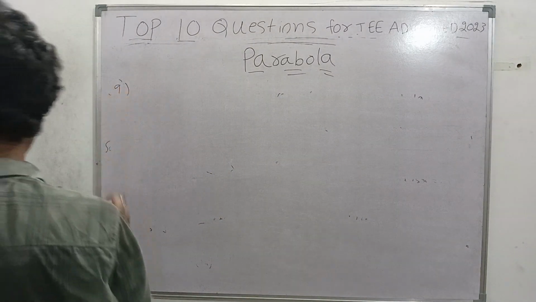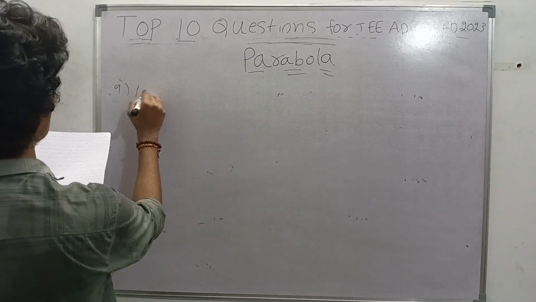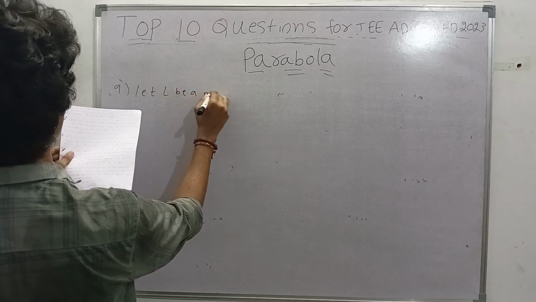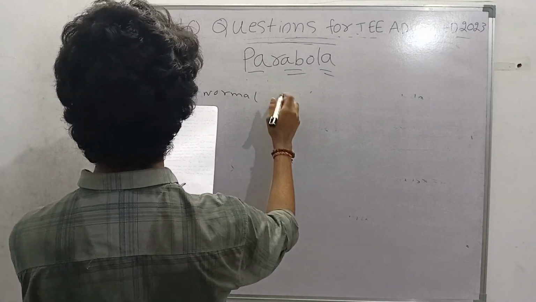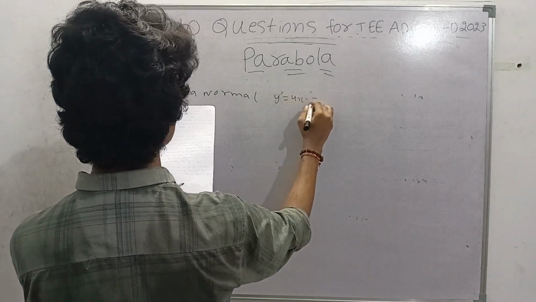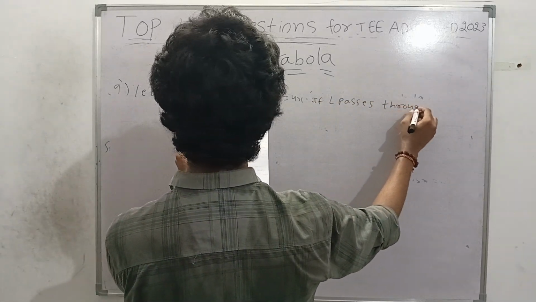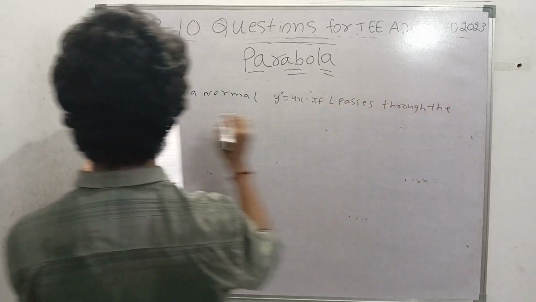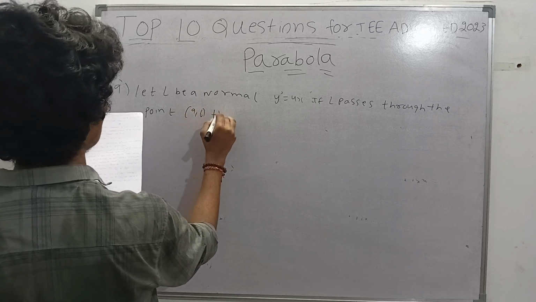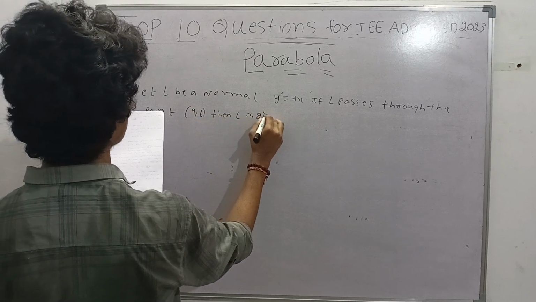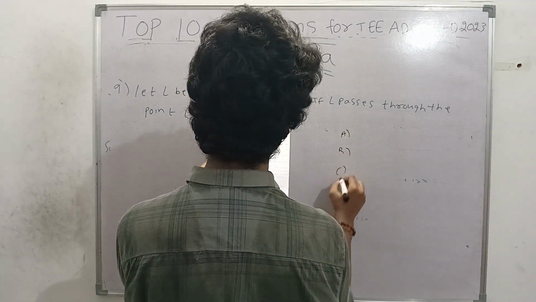Now 9th question. The question which I left in the starting, now I will be doing that question. Let L be a normal to the parabola y square equal to 4x. If L passes through the point 9 comma 6, then L is given by what? A, B, C, D.